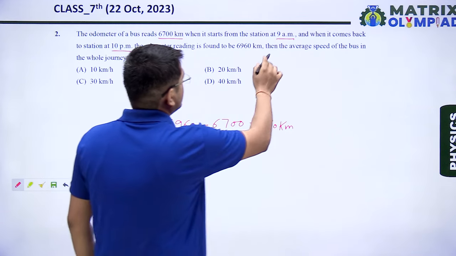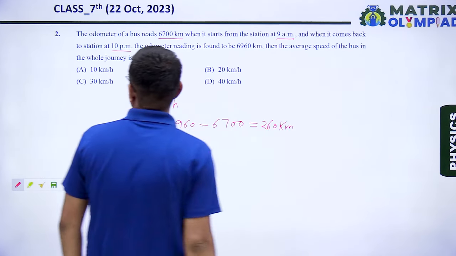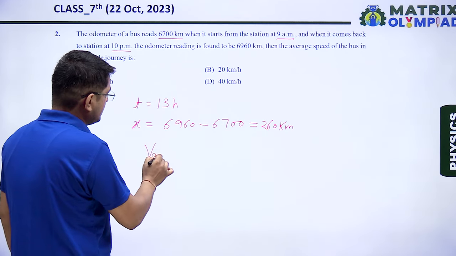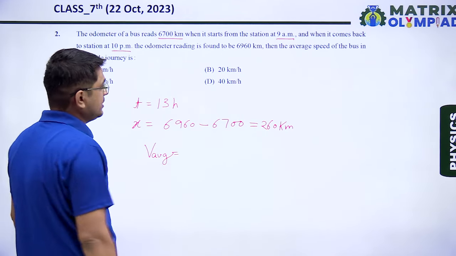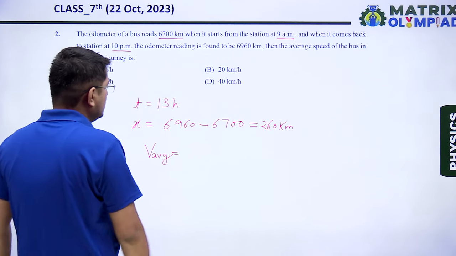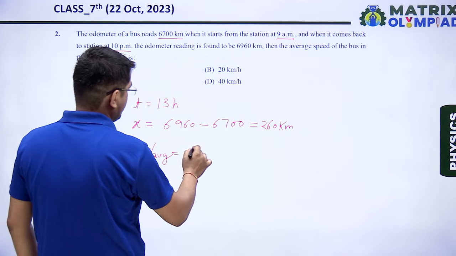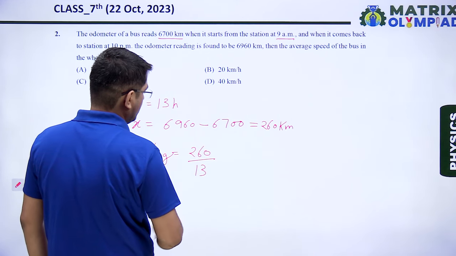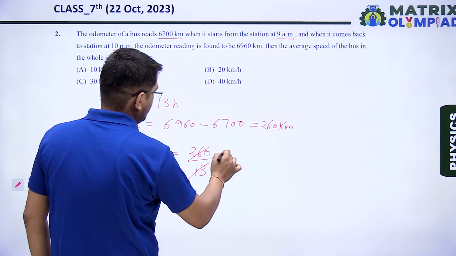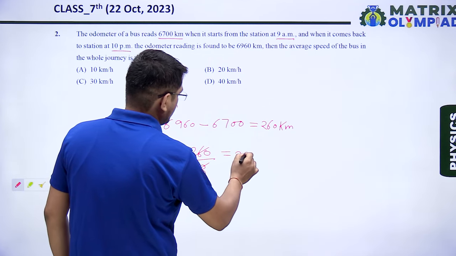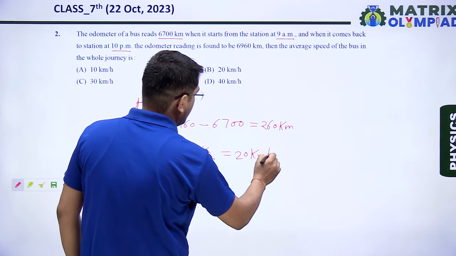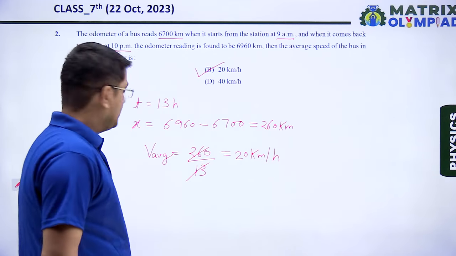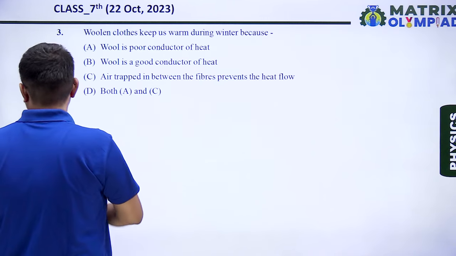So it is asked, then the average speed of the bus in the whole journey. We know that average speed is given by total distance traveled divided by total time. So we can see here total distance traveled is 260 kilometer and total time is 13 hours. So by solving this, simply we will get the answer 20 kilometer per hour. So correct answer is option B. Okay. Next question, question number 3.